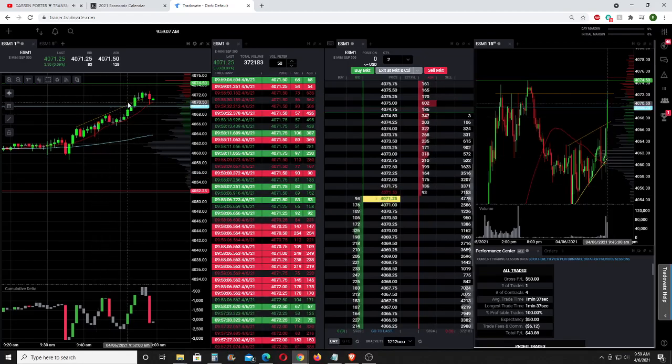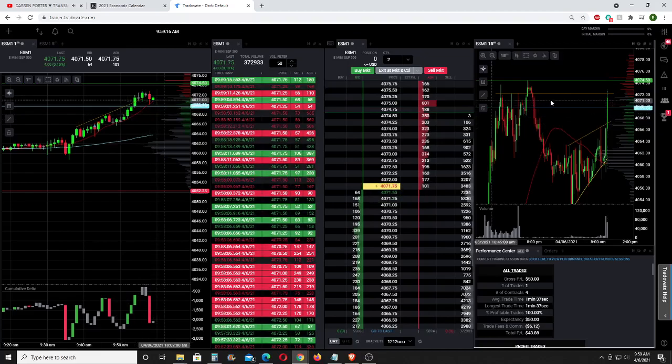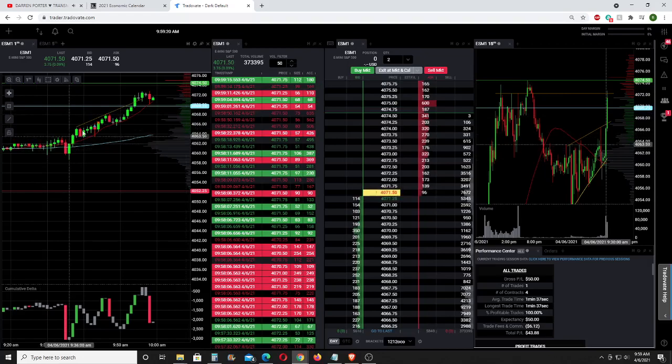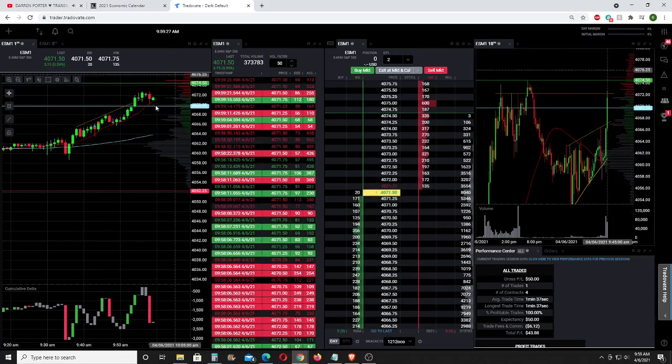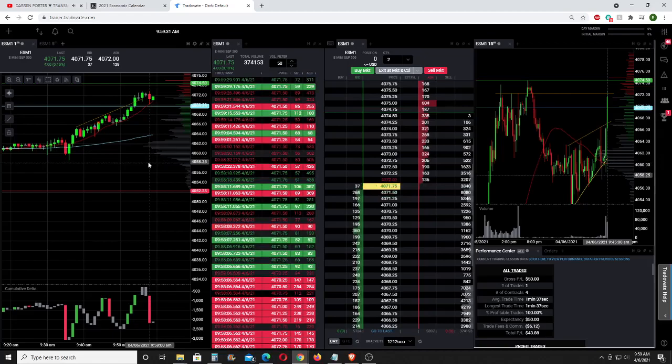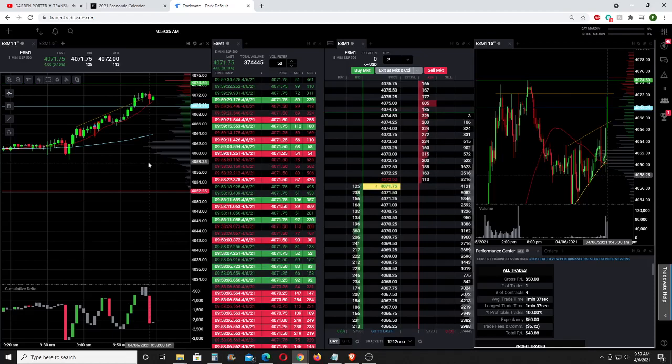This is just a buy the dip market. If I bought every dip to the 9-period moving average, I would have been in profit. We got 30 seconds left. 30 seconds now until the report comes out. Let us see what happens here after that.